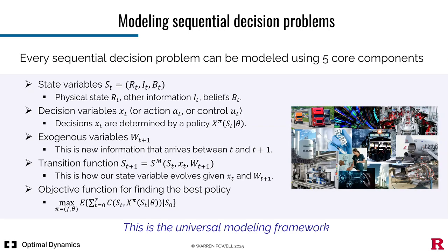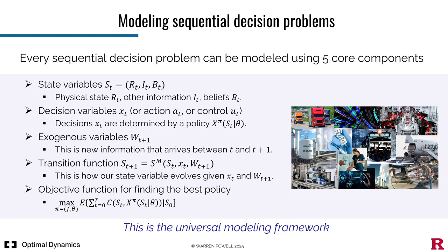Now, here I'm going to take that previous slide and put exactly that same information into 5 components: state variables, decision variables, exogenous information, transition function, objective function. Now, this is inspired by deterministic math programming where you have decision variables, objective, and constraints. It's just a little bit richer. Now, these 5 components, I can model any one of the problems on the right-hand side. In fact, any sequential decision problem.